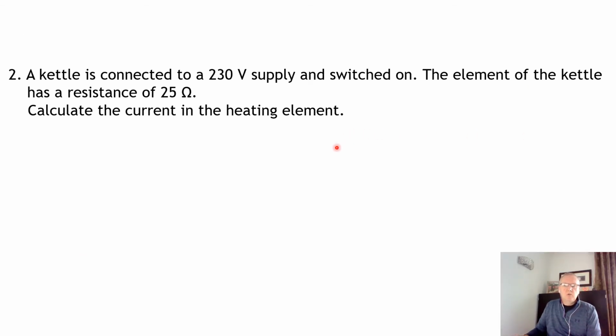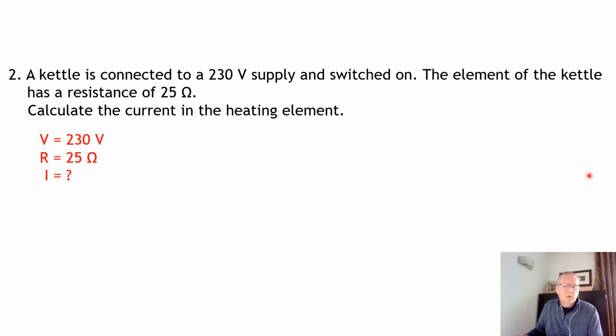Okay, question 2 is similar, just different numbers. This time we're not going to try and find the voltage, we're going to try and find the current. So we've got the kettle connected to a 230 volt supply, so that would be the mains supply voltage switched on. The element of the kettle has a resistance of 25 ohms.